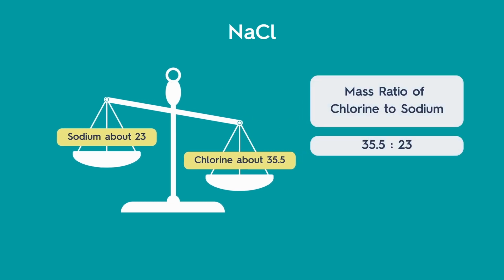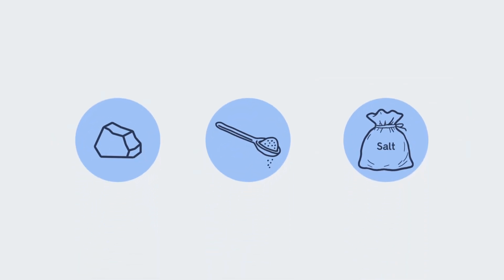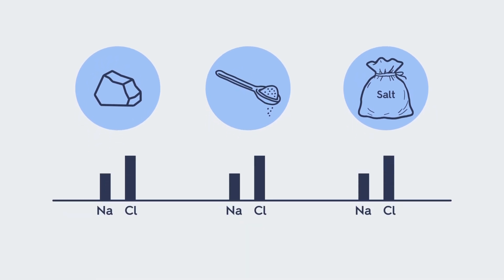So in sodium chloride, the mass ratio of chlorine to sodium is always about 35.5 to 23, or about 1.54 to 1. And this ratio does not depend on how much salt you have. That means whether you have a grain of salt, a spoonful, or a whole bag, the chlorine mass is always about 1.5 times the sodium mass, as long as it is pure sodium chloride.